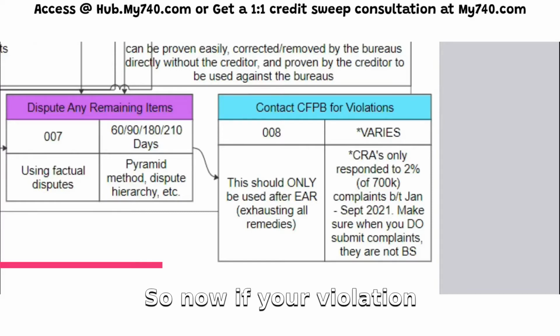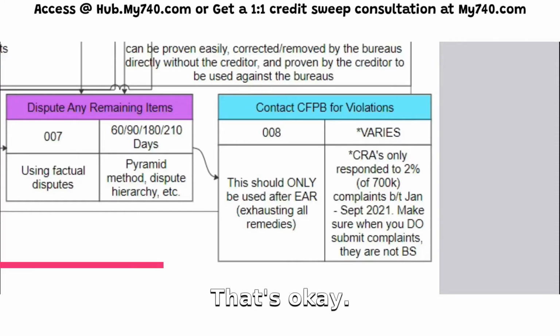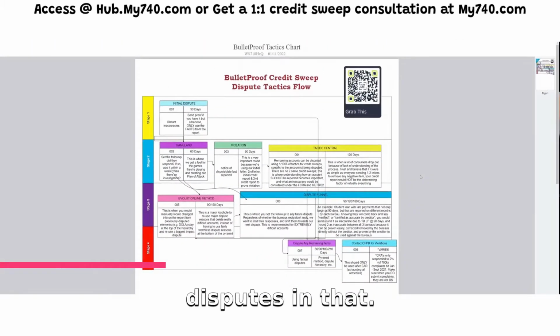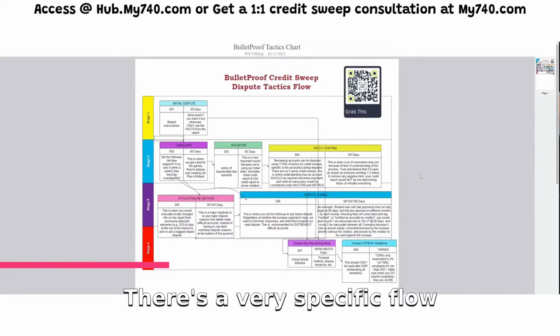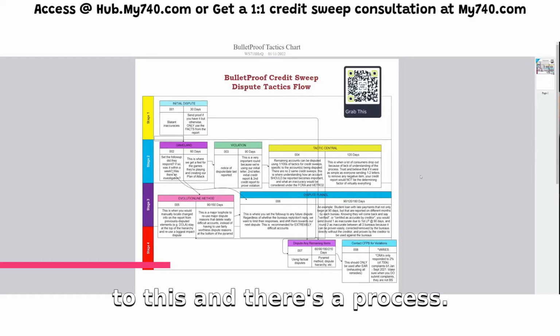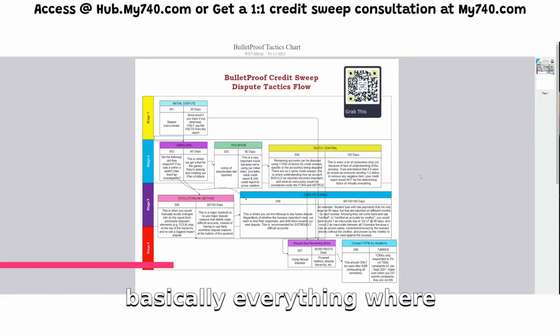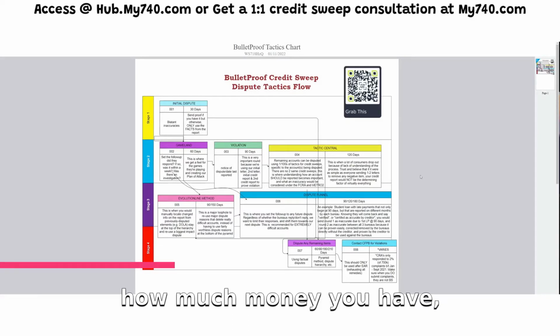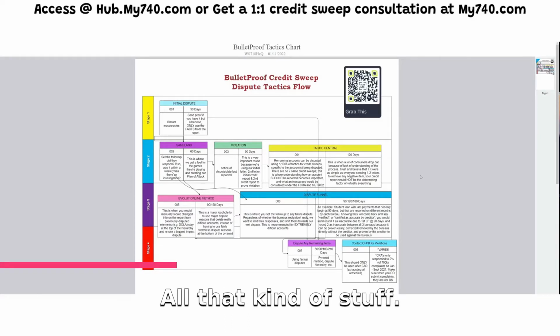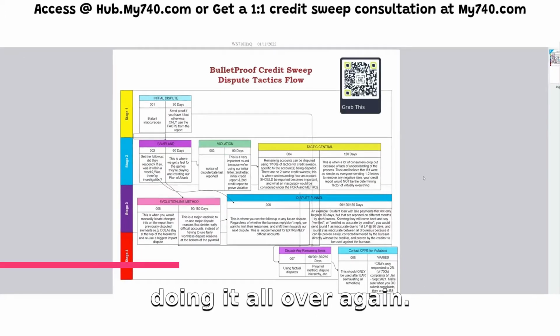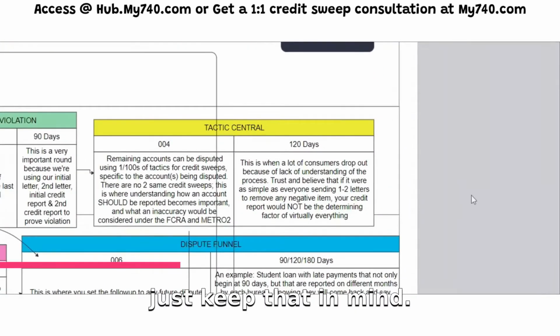So now if your violation round doesn't work, that's okay. Nobody ever said that you're just going to send 1 or 2 disputes and that your negative items are going to come off. No, there's a very specific flow to this, and there's a process, okay? Your credit would not be the determining factor of basically everything: where you live, where you work, how much money you have, where your kids go to school, all that kind of stuff. If it were as simple as just screwing up your credit and doing it all over again, okay? So just keep that in mind.